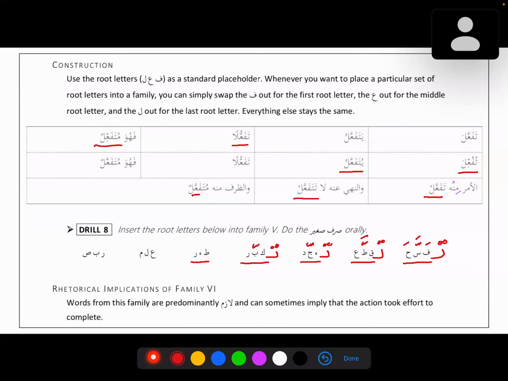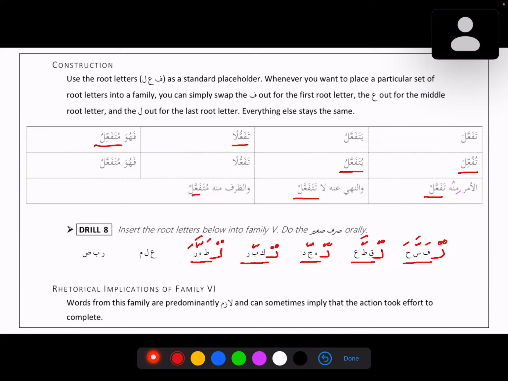Okay, then next one. Ta, ha, ra. Tatahhara, to purify. So now I will try. Bismillahirrahmanirrahim. Okay.